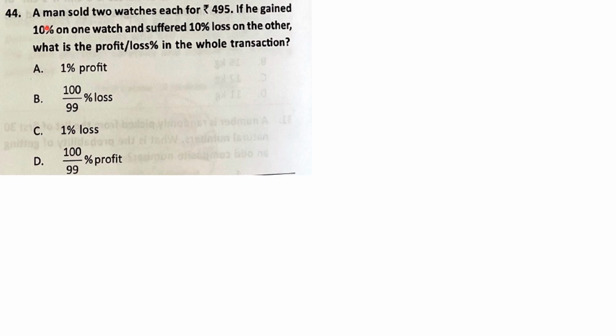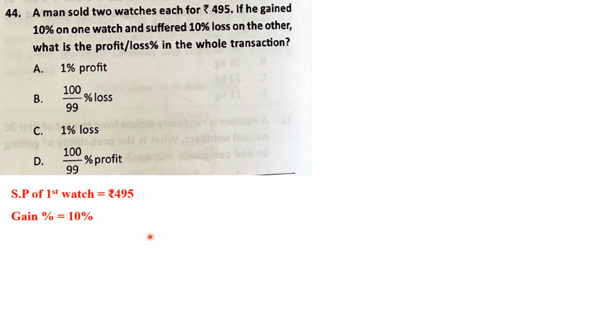Question 44. A man sold 2 watches each for 495 rupees. If he gained 10% on one watch and suffered a 10% loss on the other, what is the profit or loss percentage in the whole transaction? So now I will solve it separately. First, I will take when he is having a gain of 10%, then I will solve when he is having a loss of 10%. So the selling price of the first watch is 495 rupees and the gain percent is 10%.